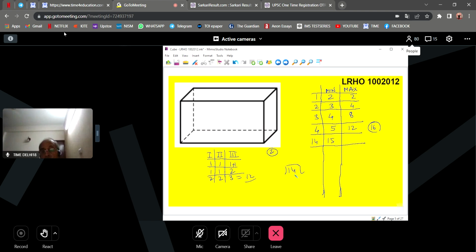14 cuts. How many directions are there? 3 directions. How many cuts can be applied in each direction? 3 4s are 12. How many cuts can be applied in each direction? 4 each.